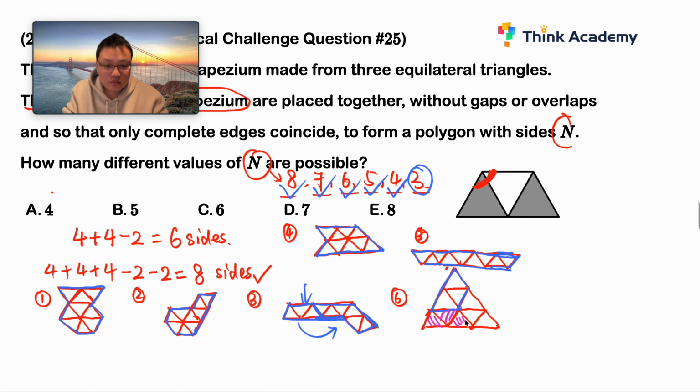Now we can answer the question. It asks how many different values of n are possible? That would be 8, 7, 6, 5, 4, and 3. So there are 6 of them possible. So we choose C as the answer.